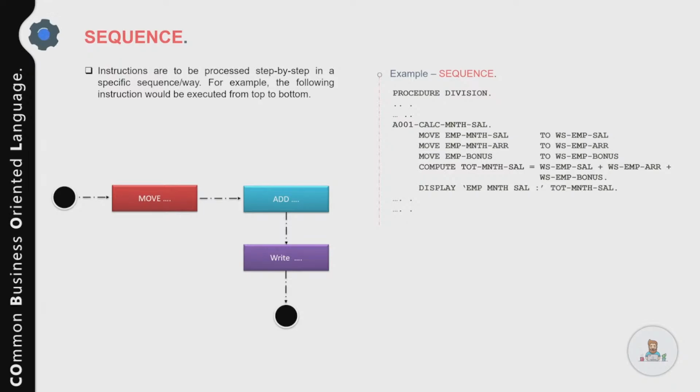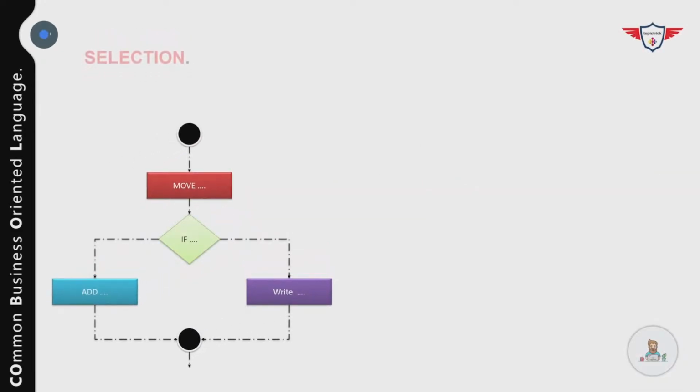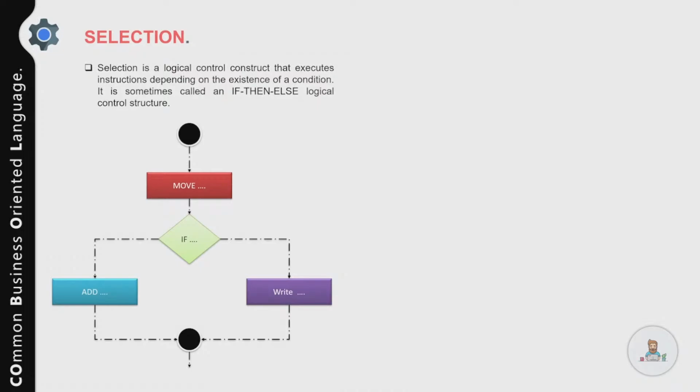Now let's move on to our next logical control structure, that is selection. So selection is a logical control construct that executes instructions depending on the condition. It is also called the if-then-else logical control structure. So in the following example, you have a move statement that will be executed first, and after that, based on a condition, that is the if-then-else statement, either the add statement will be executed or the write statement will be executed. Now let me showcase that with the help of an example.